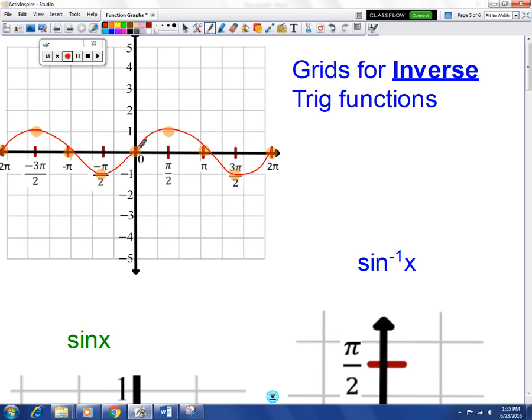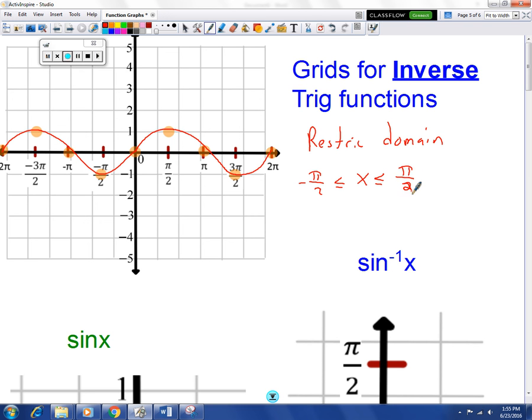Okay, so when we want to do an inverse trig function, we have to restrict the domain. Otherwise, if we don't restrict the domain, we're not going to have a function, and we like to have functions. So for the inverse sine function, we're going to restrict our domain from negative pi over 2 to pi over 2. And after we graph it, we'll probably see why.